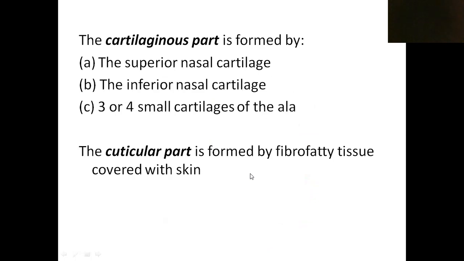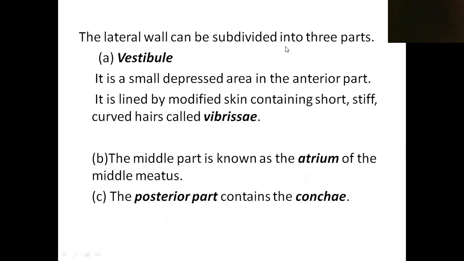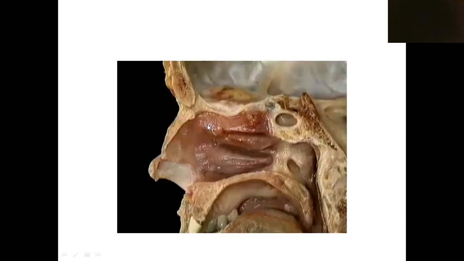Clear. Now it is divided into three parts. This lateral wall is divided into three parts: the vestibule, then the atrium of the middle meatus, then the last part, the posterior part. The vestibule is the anterior part, which is made up of fibrofatty tissue.